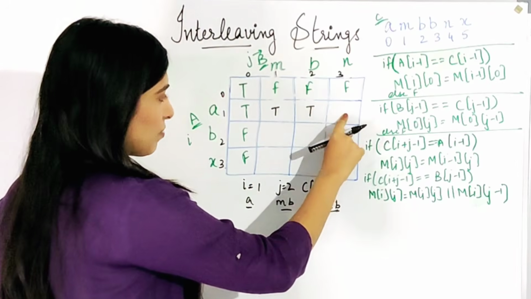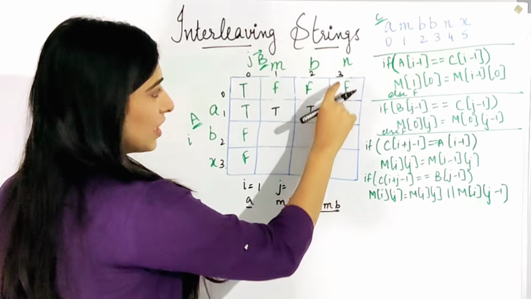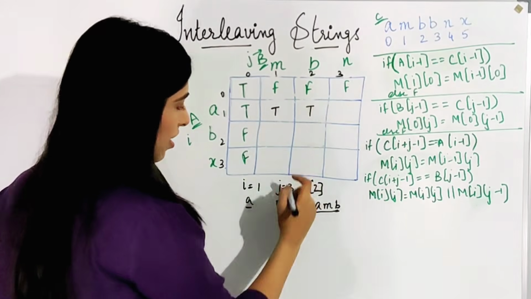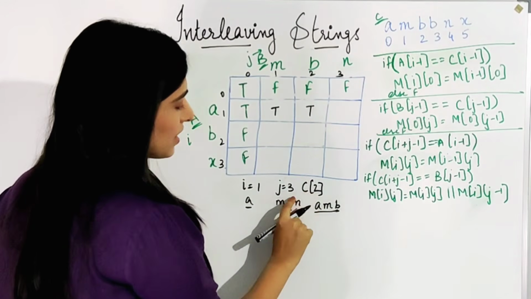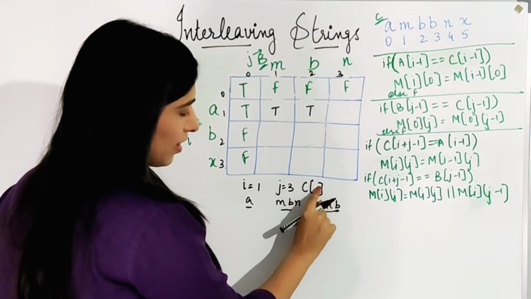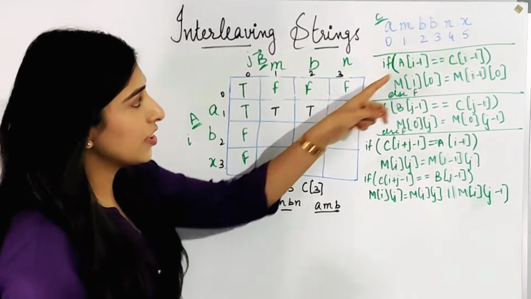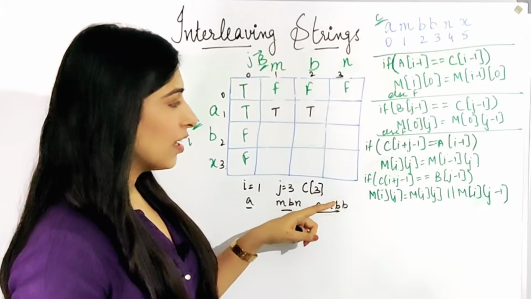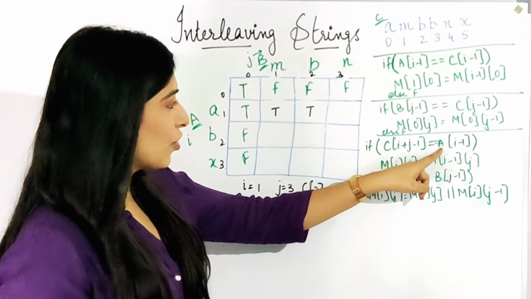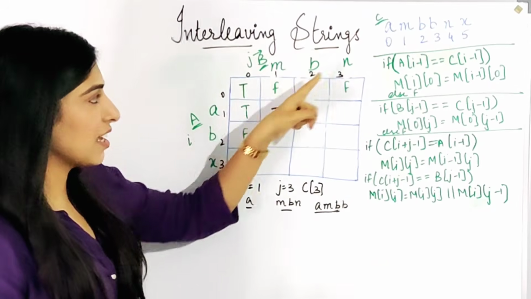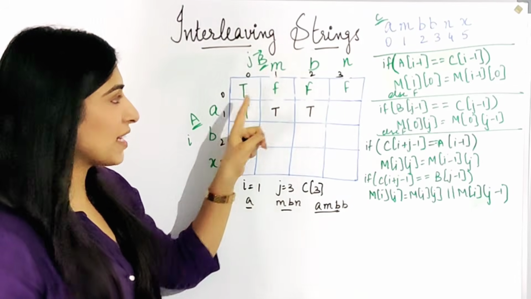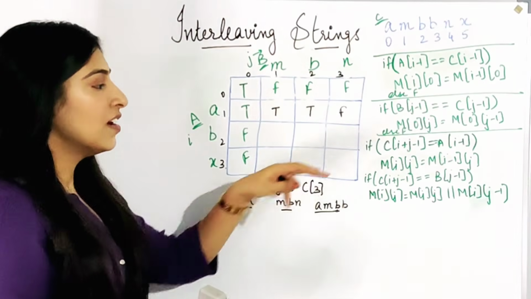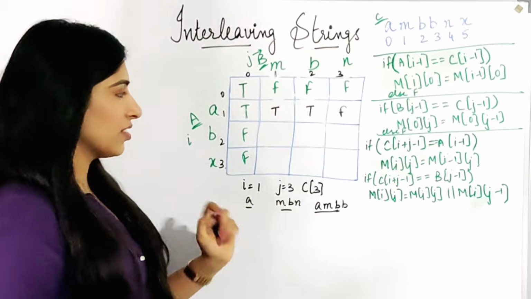Now let's come to the next box. Here I value is 1 only, j value has become 3. The subproblem is A and MBN. Here we have to see 1 plus 3, that is 4, minus 1, 3. So C of 3 is what? B. So now we are considering A, M, B, B, right? Now this B is not coming from A or from B, right? Here it was A, here it was N. B is not matching A or N, so it will be equal to the initial condition only, which was false. So it did not enter any of these 2 cases, okay?